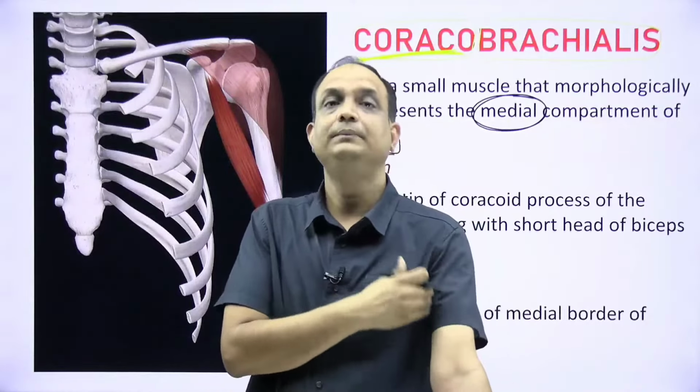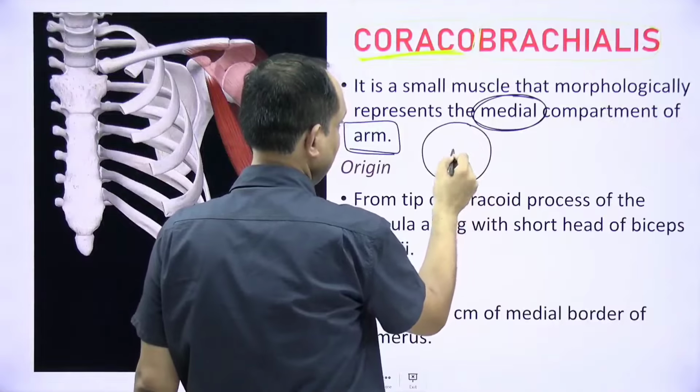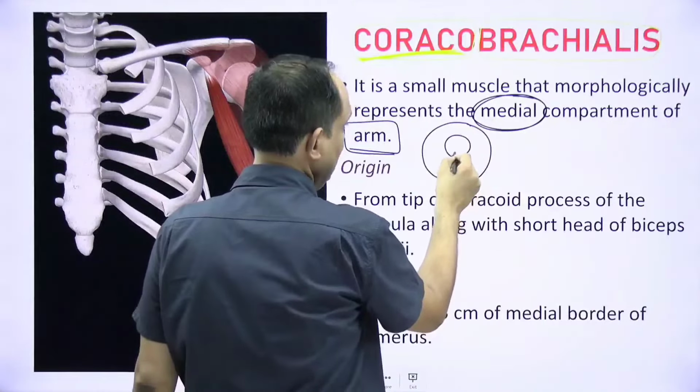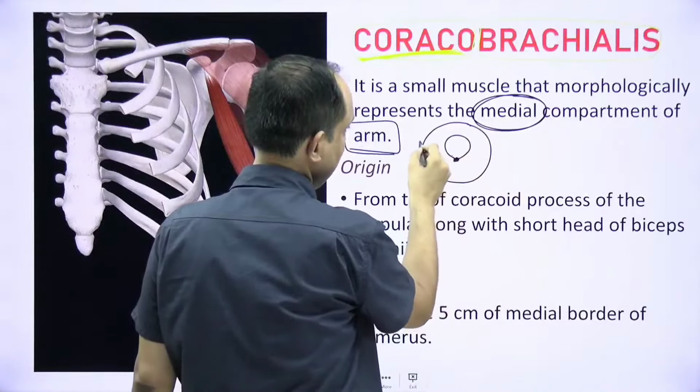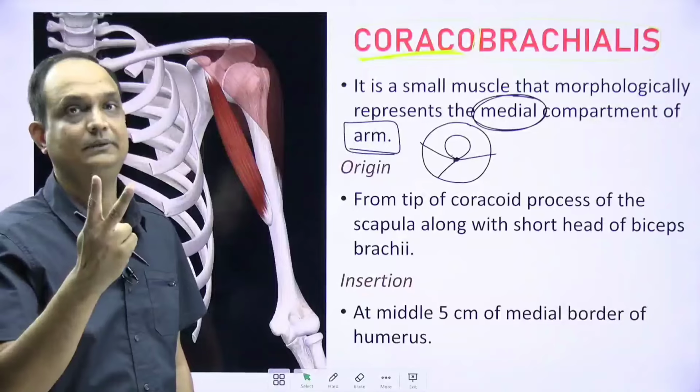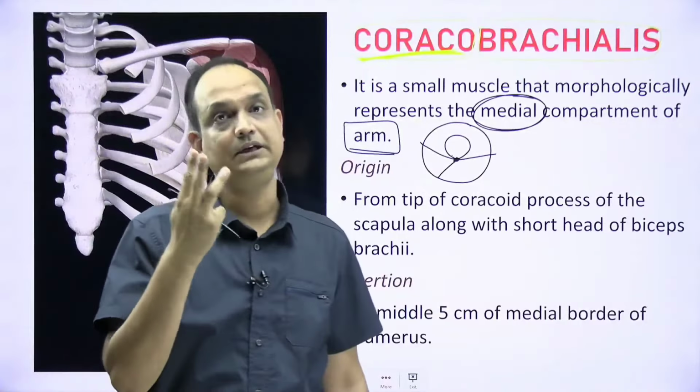Now, when we compare the upper and lower limb, in the thigh you have the femur. Suppose this is your femur bone, and on the posterior linea aspera, you have the intermuscular septa, which are 3 in number. In the upper limb, you have 2 intermuscular septa. In the lower limb, the thigh, you have 3 septa.